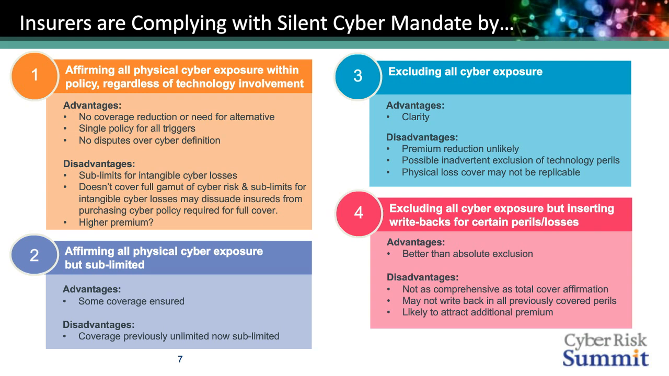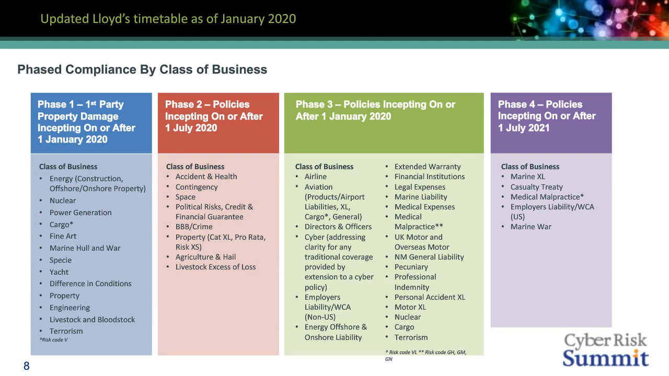So what does that mean for policyholders, and what does that mean for carriers that are governed by Lloyd's? Well, the Lloyd's timetable as of January 2020 is that there are four phases. The first phase was largely associated with direct loss property, saying that as of January 2020, they had to be express, i.e. not silent, on how they were handling cyber risk. Phase 2, we've got policies incepting after July 2020. Phase 3 is January 1 of 2021. And by July of 2021, everybody that's governed by Lloyd's has to be in compliance with the mandate. Again, the mandate doesn't tell you whether you have to cover it or not cover it. It just says you have to be express as to what you're doing.